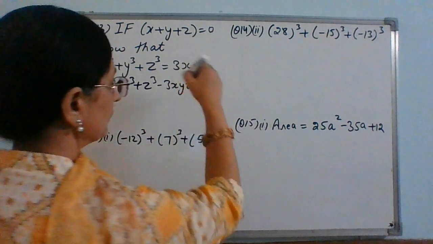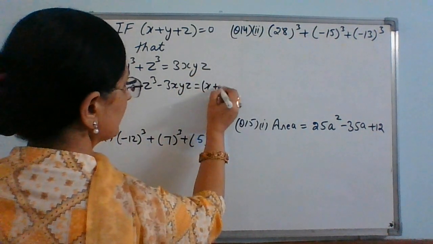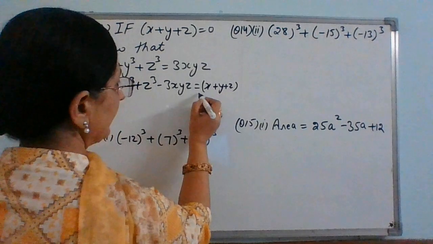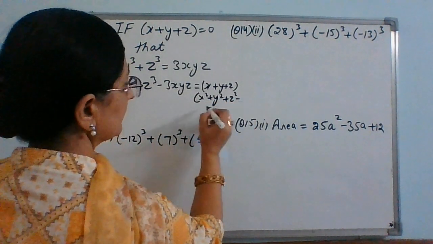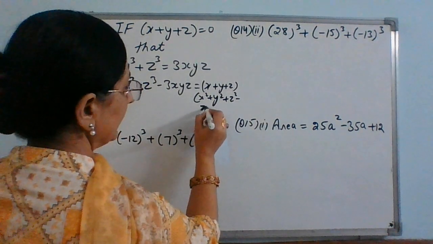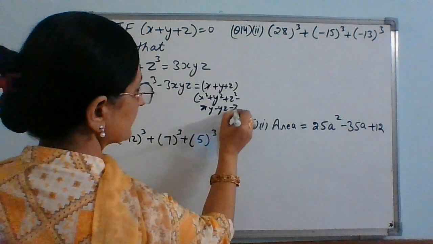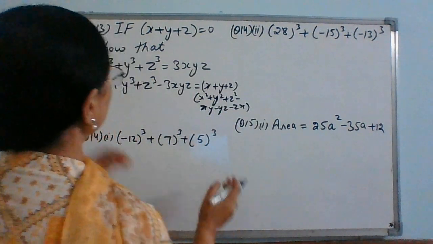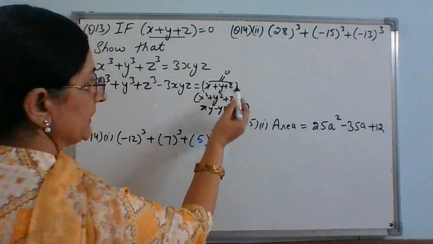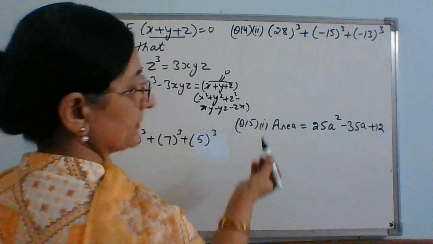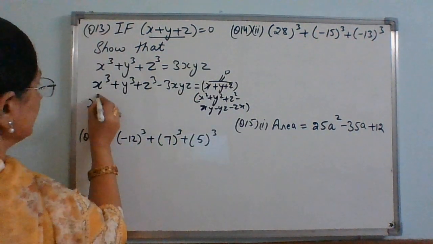3xyz. Just now I wrote in the previous question x plus y plus z in one bracket and x square plus y square plus z square minus xy minus yz minus zx, right? So this in the whole bracket. If this is 0, so this will be a 0. It makes the whole thing 0. 0 multiplied by any term is 0. So on the right side it's 0.